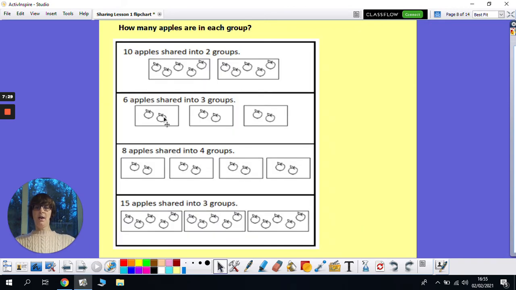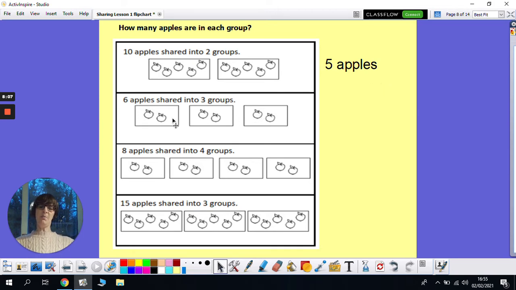Okay. Have a look at this question here. It says 10 apples shared into 2 groups. They've done the sharing already. What I want to know is how many apples are there in each group? So how many apples in this group and how many in that group? Are they equal? Pause the video and have a count. Yeah, you're right. They've both got 5 apples in each group, haven't they? There's 5 apples here and 5 apples here, which gives us 10 apples all together. So we can say there are 5 apples in each group.